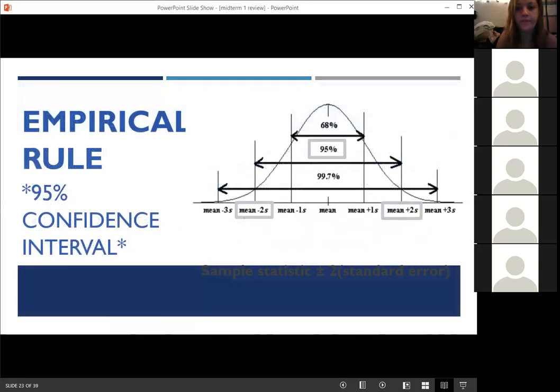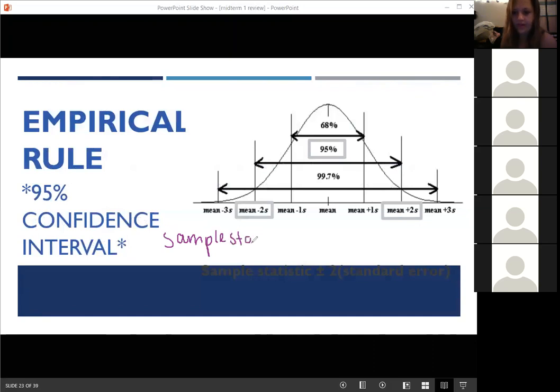Okay, so I just explained this. This is where we get that multiplier plus or minus 2. Can't really see this down here. So we have our sample statistic, and then plus or minus our multiplier of 2 for a 95% confidence interval times our standard error. Remember, that's just our general equation for a confidence interval. So that's just explaining the empirical rule and where it comes into play here.